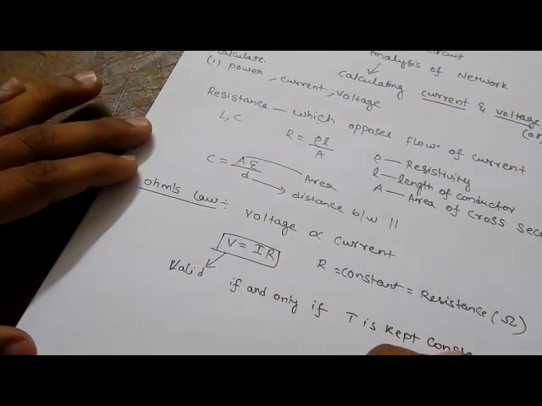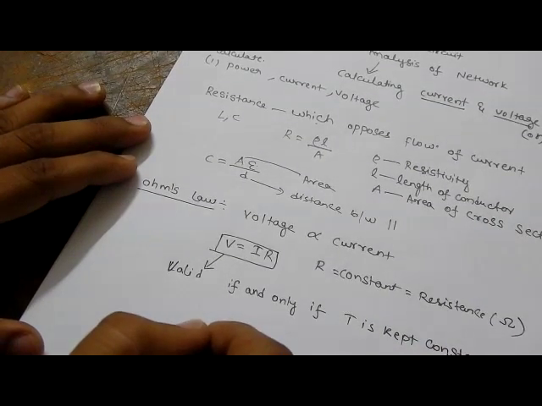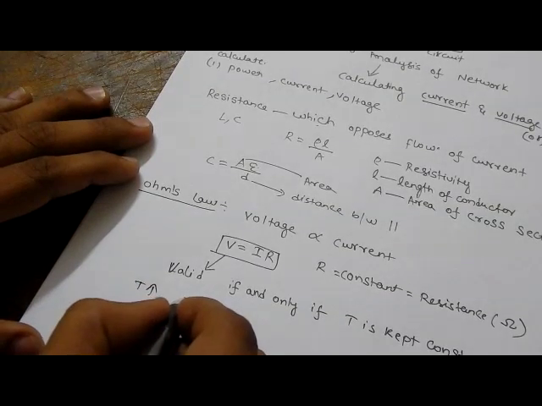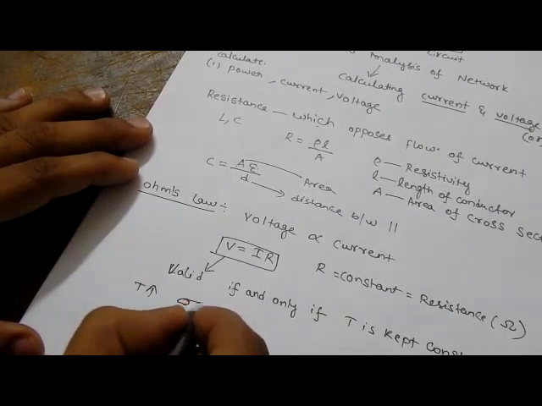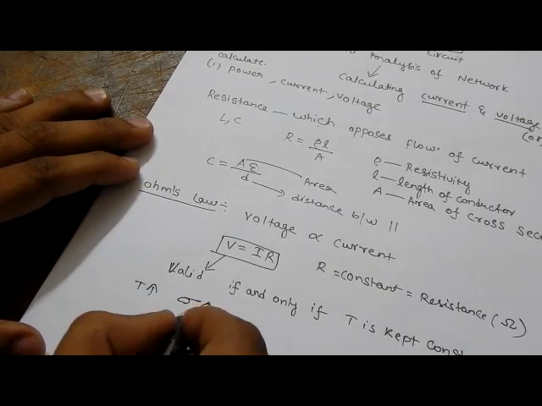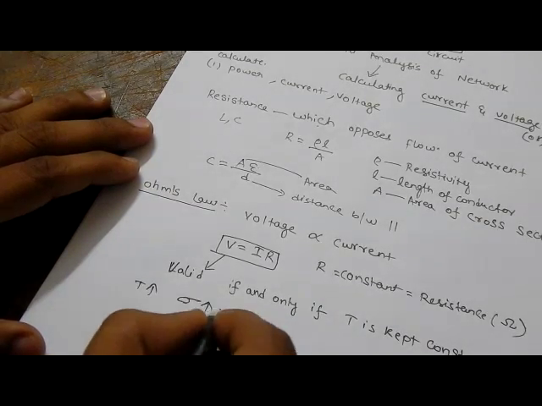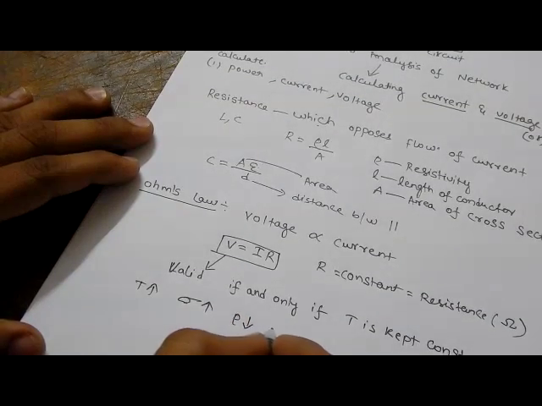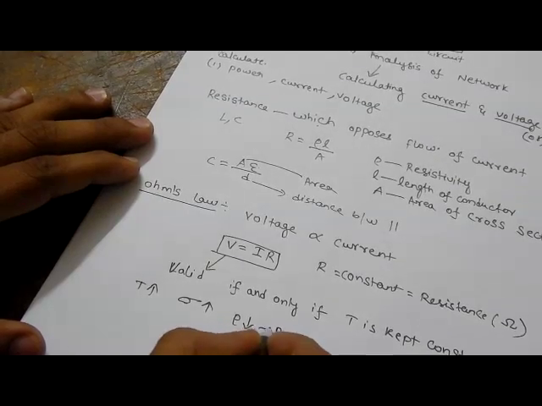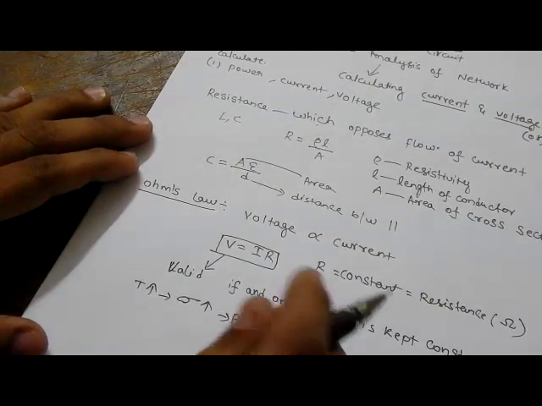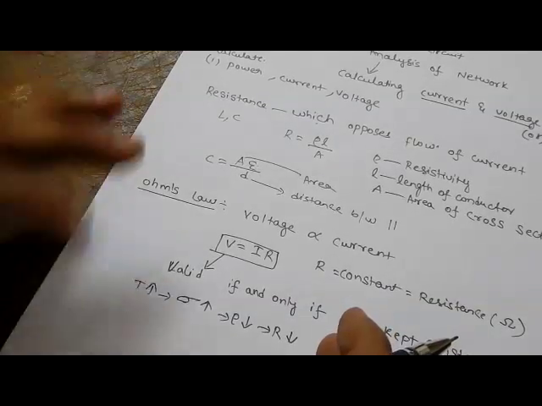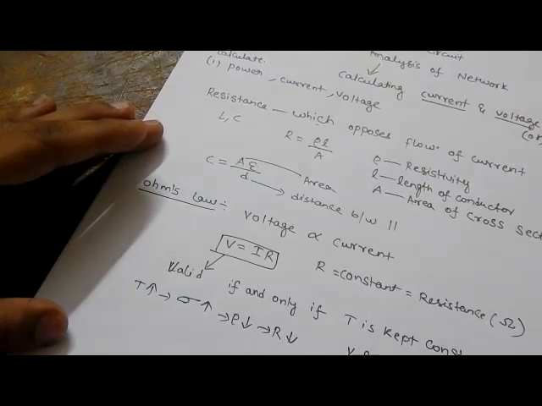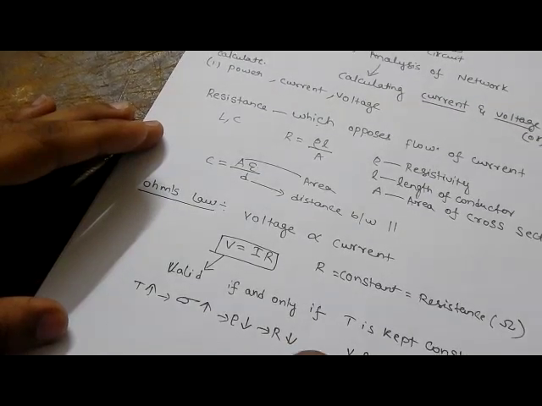Why do we have to keep the temperature constant? When the temperature changes, the conductivity will increase. Whenever the conductivity increases, the resistivity decreases. Whenever the resistivity decreases, the resistance value decreases. So that means the resistance value is varying irrespective of voltage and current. So we are saying, irrespective of I and V.